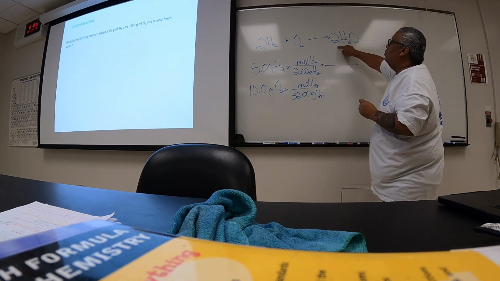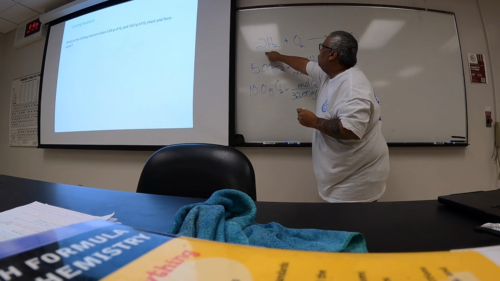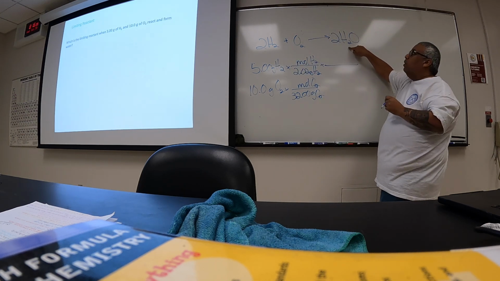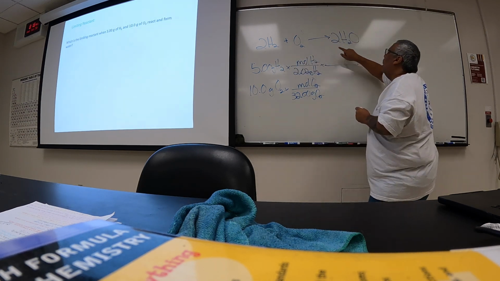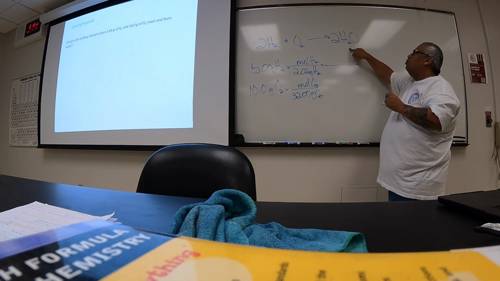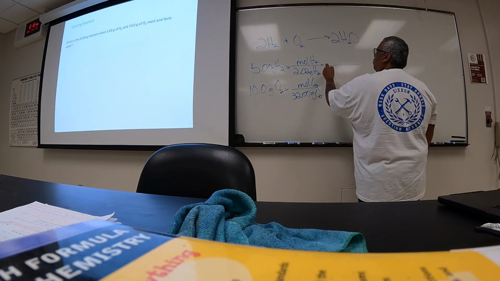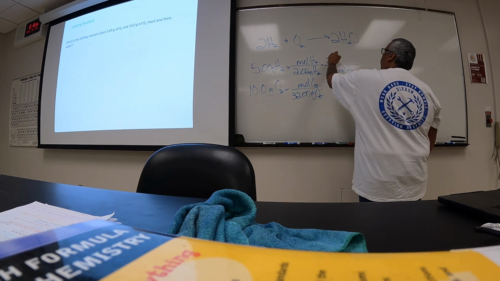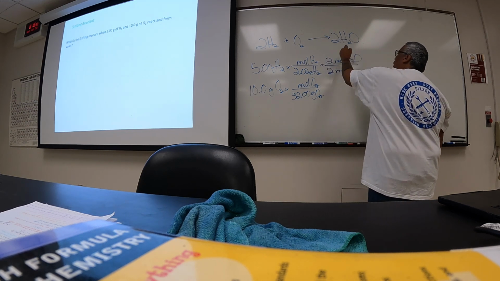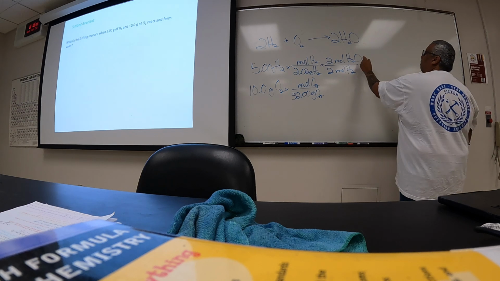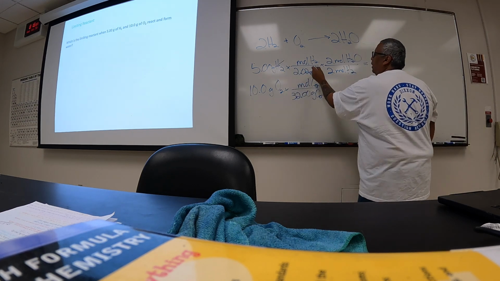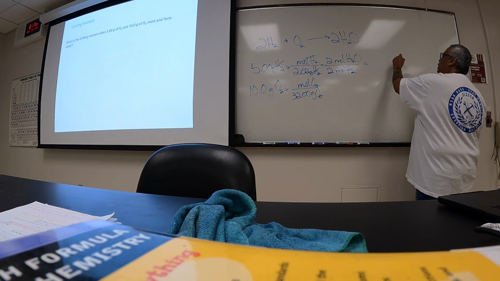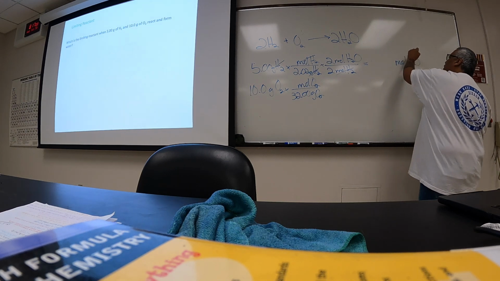The stoichiometric factor here is, for every 2 moles of hydrogen gas, we're going to produce 2 moles of water. So here we're going to put 2 moles of hydrogen for every 2 moles of water. This unit cancels, this unit cancels, this unit cancels. So whatever my answer is here is going to be in moles of water.